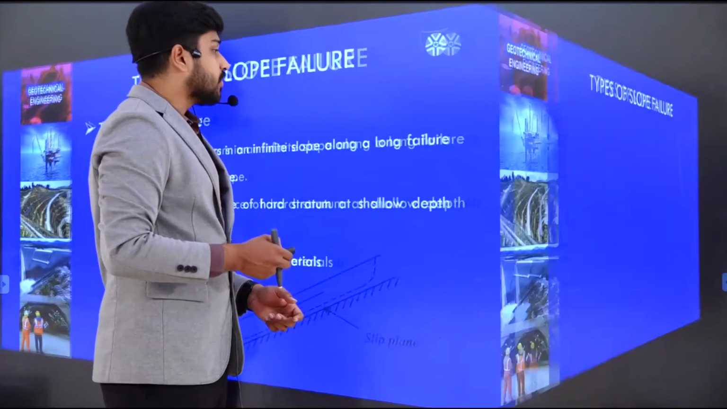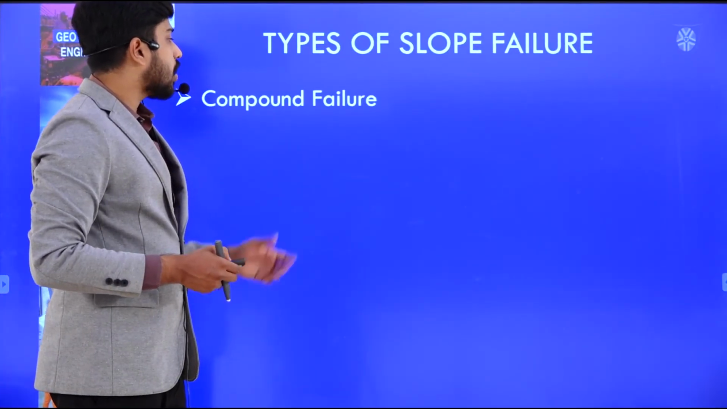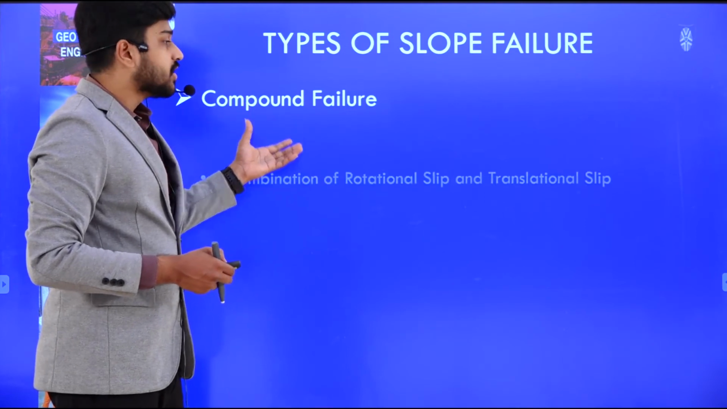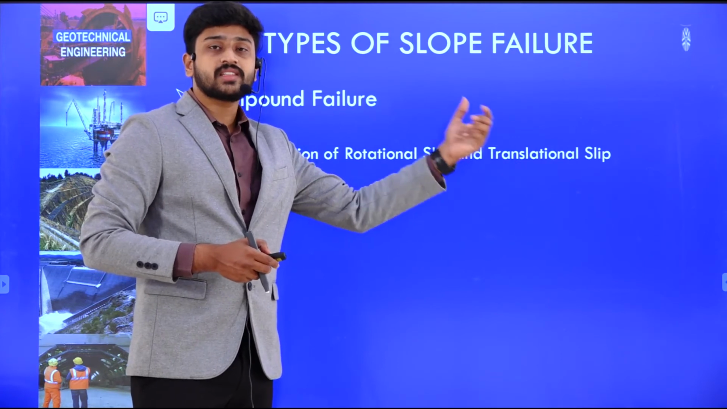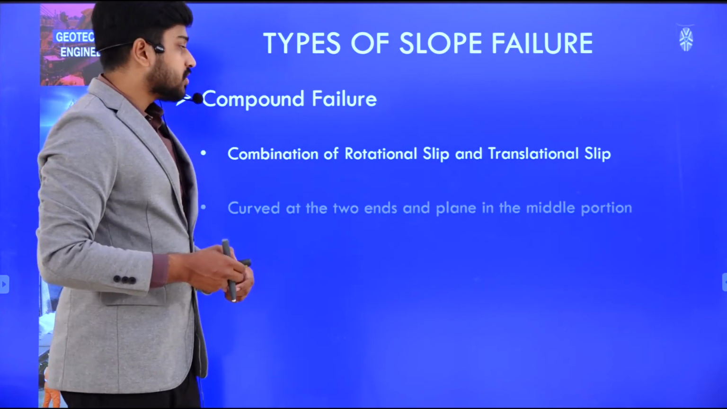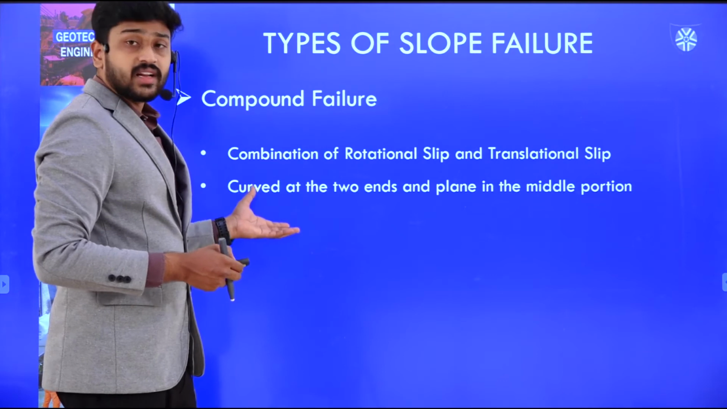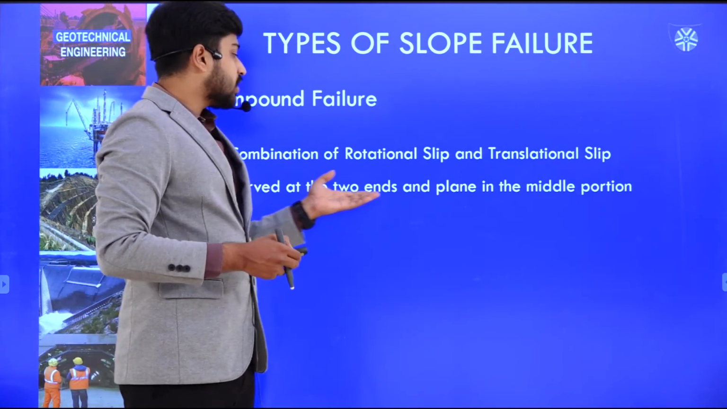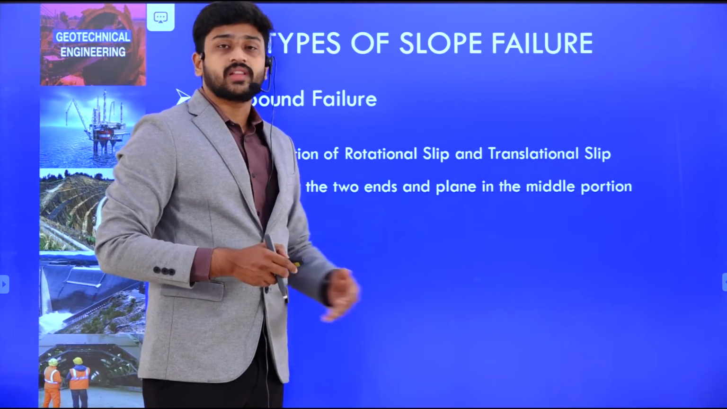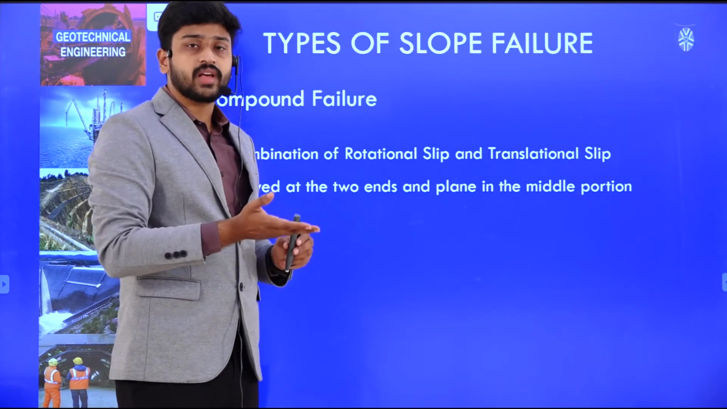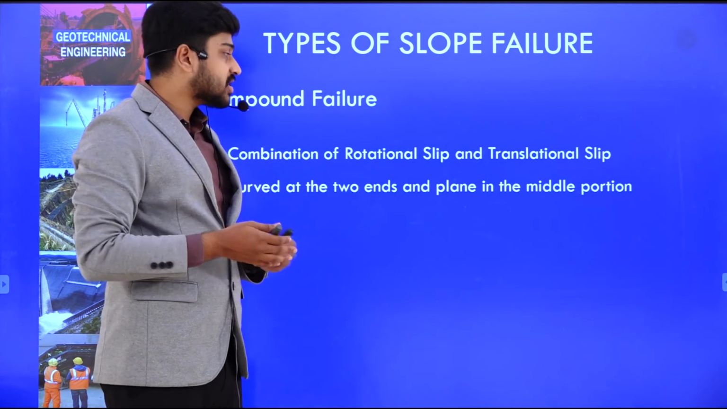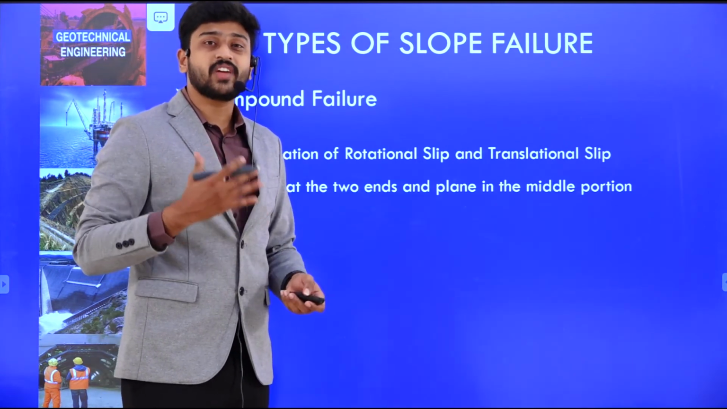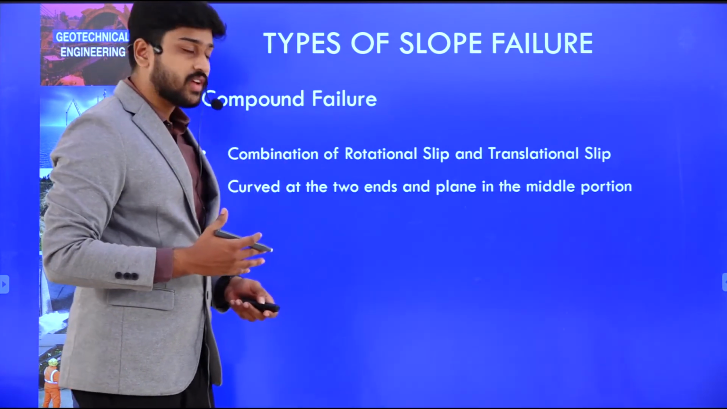Okay, now let us look at the other type, that is the compound failure. This means it is a combination of rotational as well as translational failure. In general, it is curved at two ends and plane at the middle. That means if you observe the failure plane, along the two ends it is curved, but at the center it is actually plane. Such type of failure is nothing but a compound failure.